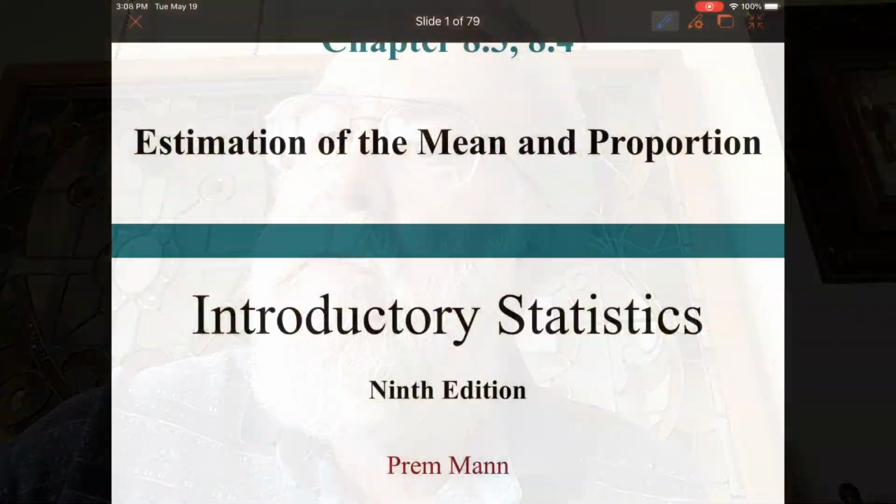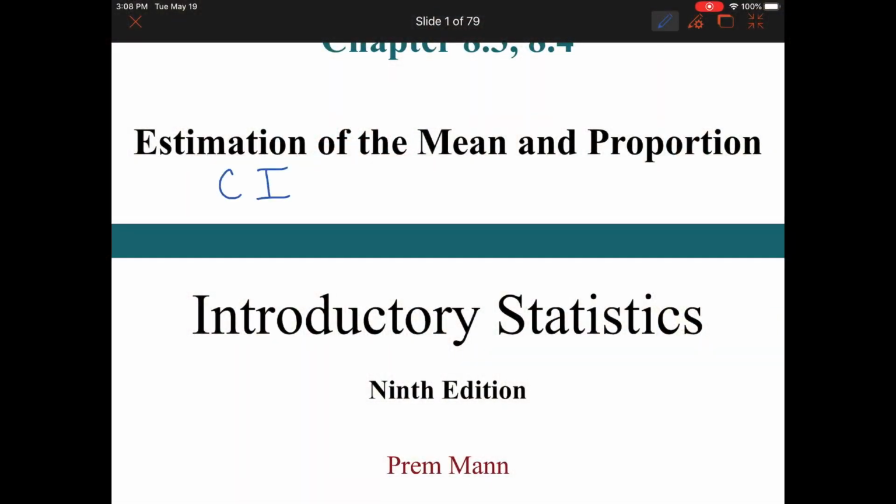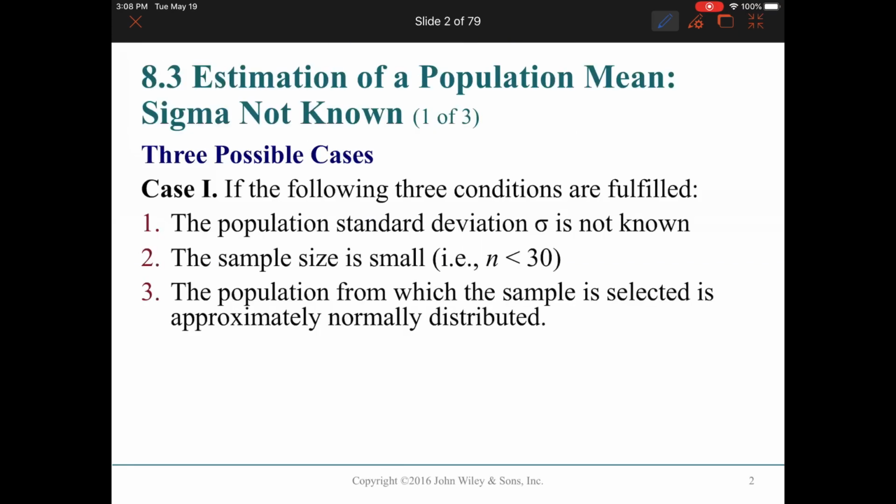Beginning of lecture number 14, and this is the end of chapter 8, 8.3 and 8.4, confidence intervals about proportions, also confidence intervals about the mean when the standard deviation is unknown, which introduces us to the t-distribution. All right, so we are going to go into estimation, also known as confidence intervals, and we've called that CI, confidence intervals.